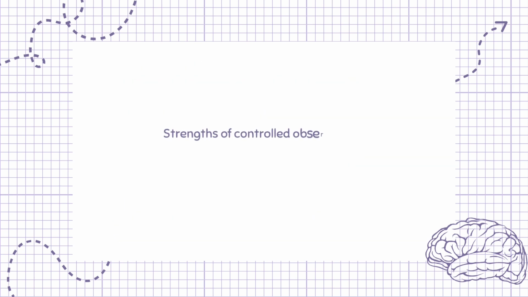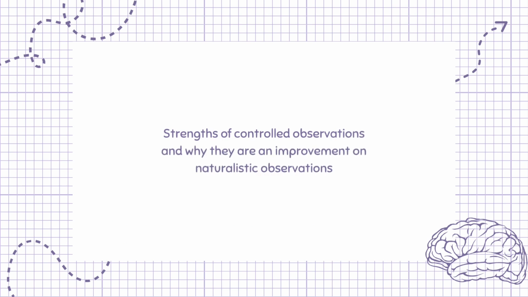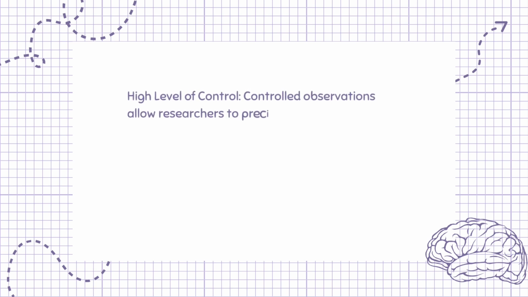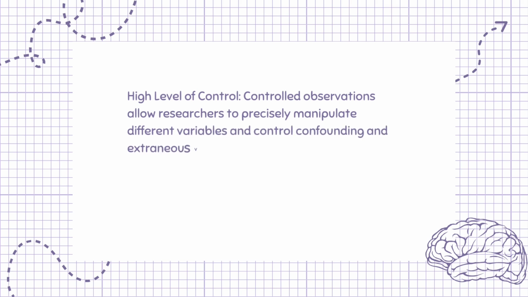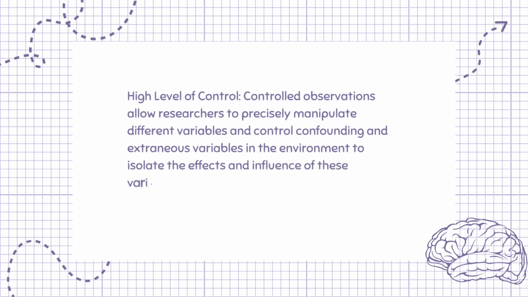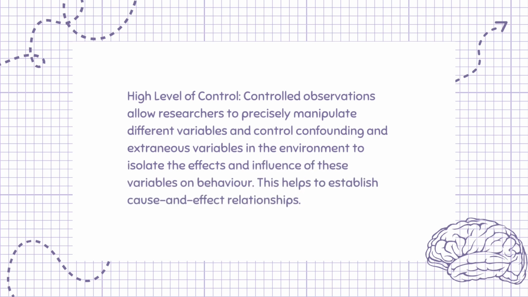Strengths of controlled observations and why they are an improvement on naturalistic observations. High level of control. Controlled observations allow researchers to precisely manipulate different variables and control confounding and extraneous variables in the environment to isolate the effects and influence of these variables on behavior. This helps to establish cause and effect relationships.